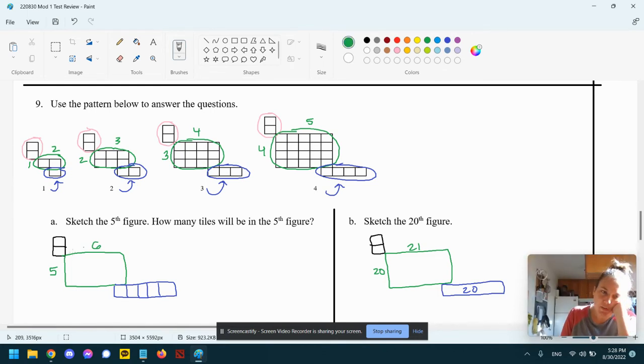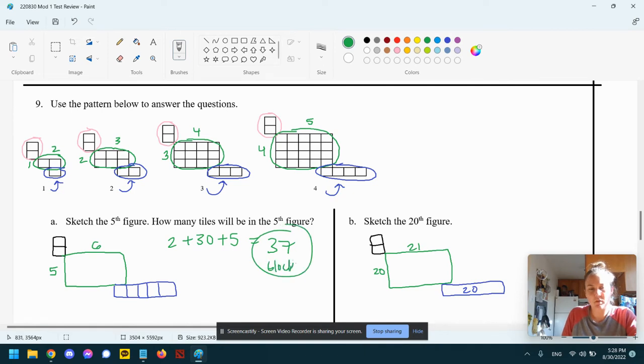All right, how many tiles will be in the fifth figure? 5 times 6 is 30. This is 2, and this is 5. So it's 30 plus 2 plus 5, which is 37 blocks.